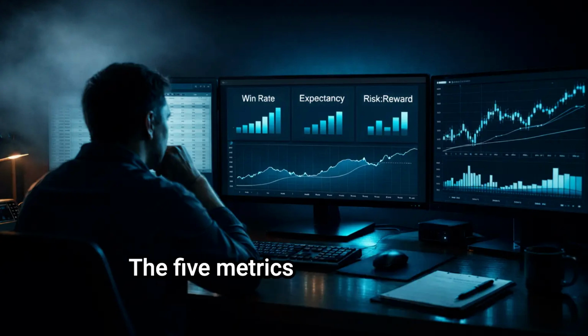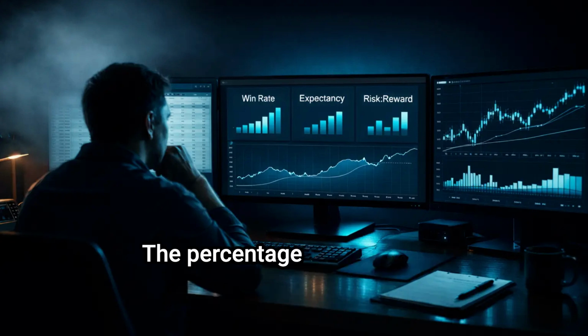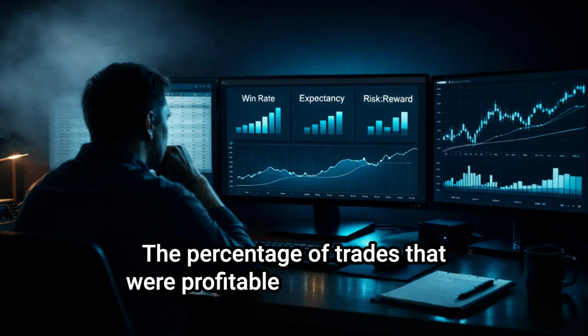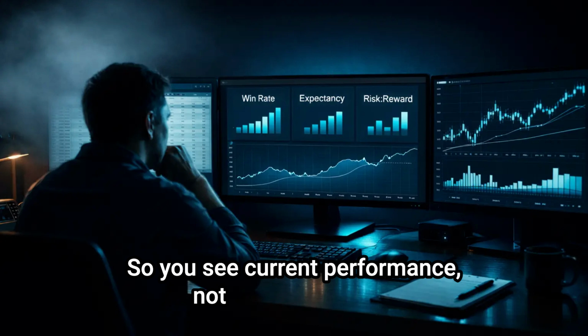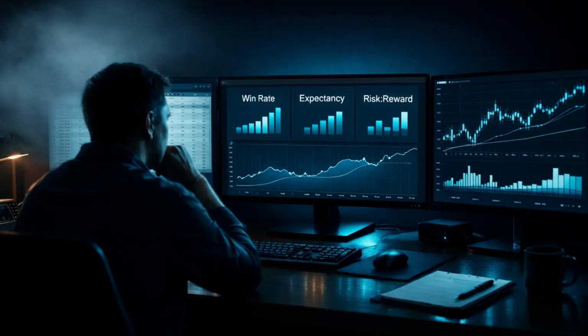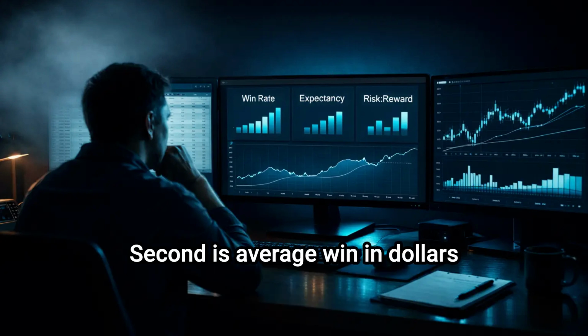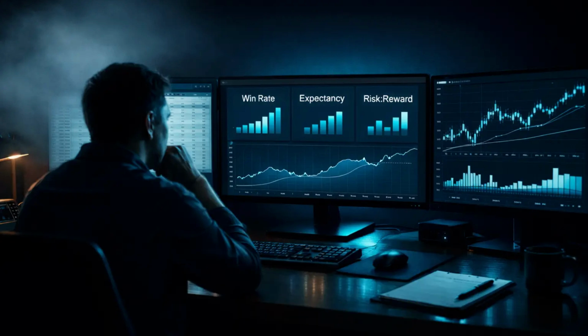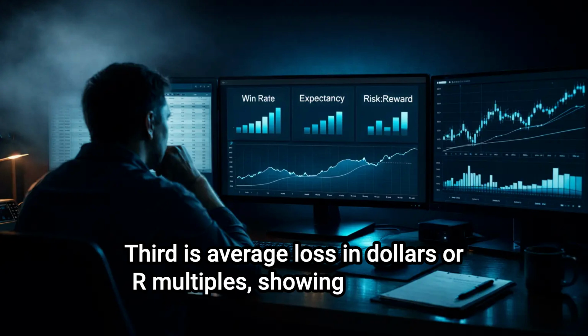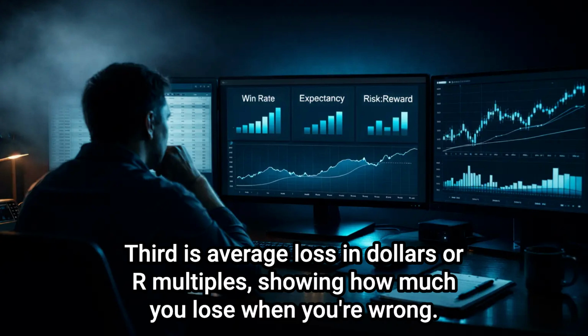The 5 metrics your dashboard needs. First is win rate, the percentage of trades that were profitable, tracked as a rolling average over your last 50 trades, so you see current performance, not historical noise. Second is average win in dollars or R multiples, showing how much you make when you're right. Third is average loss in dollars or R multiples, showing how much you lose when you're wrong.